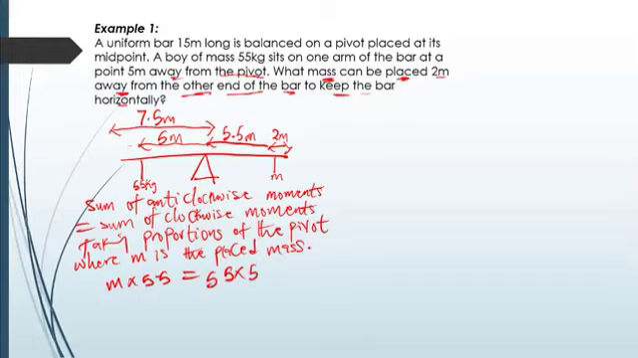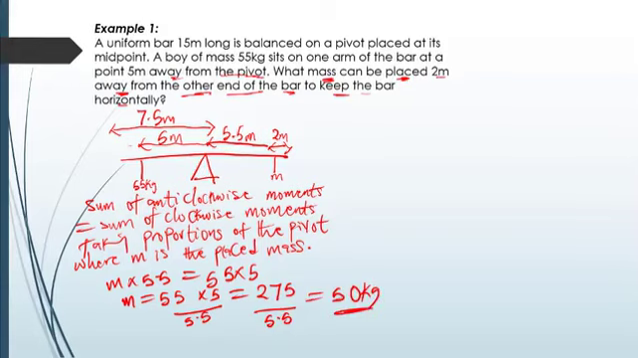That is the mass of the boy. So, making M the subject of the formula, it becomes 55 times 5 all over 5.5. That is, we're trying to make M the subject. So here we're going to have 275 over 5.5. This gives us 50 kg. That is what must be kept at the other end of the bar to keep it horizontally balanced.